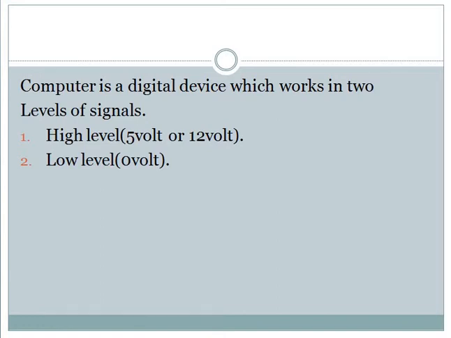Already I have said that a computer is a digital device which works with two levels of signals, that is low and high. High level signals are 5 volt or 12 volt, low level signal is 0 volt. Analog is a continuous signal that represents physical measurements. But digital signals are time separated signals, that is low and high, where 0 is the low level, and high level is 5 or 12 volt.